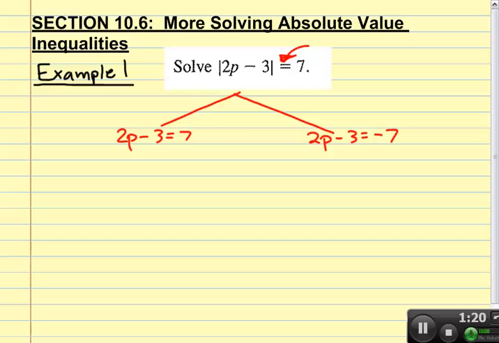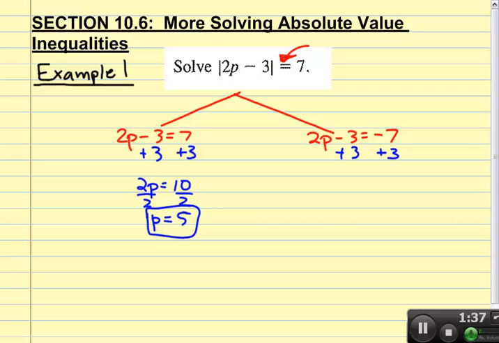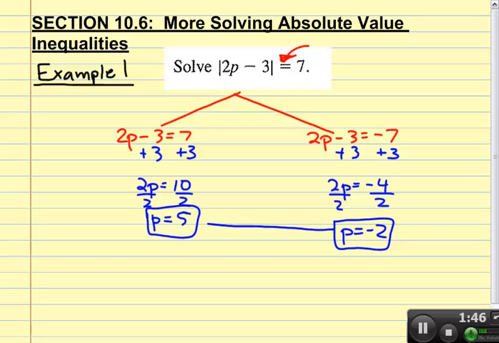Solve it. You're going to find two possibilities for p. Add 3 to both sides here. I get 2p is equal to 10, divide by 2, and p is equal to 5. Done. That's one of them. Now the other one, add 3 to both sides. 2p is equal to -4, divide by 2, and p can equal -2. These are the two things that p can equal that will make this stuff equal -7 or 7, which makes the absolute value equal 7. Done. That easy.